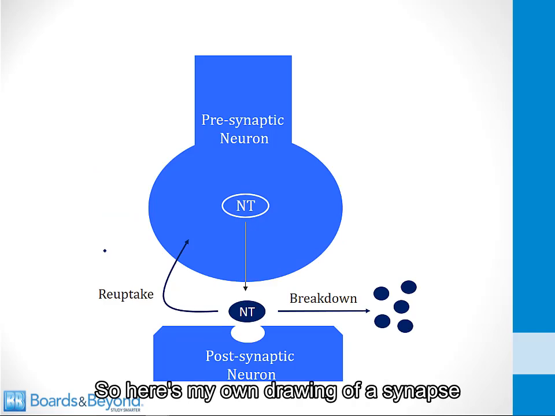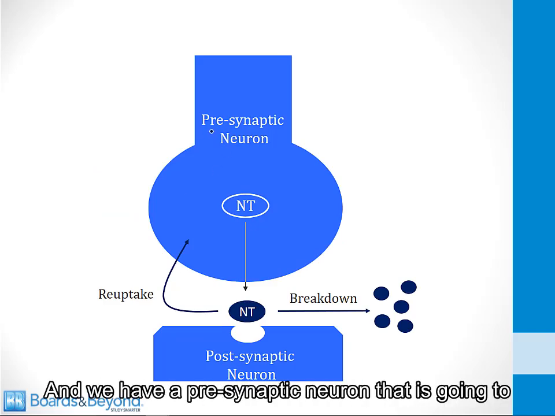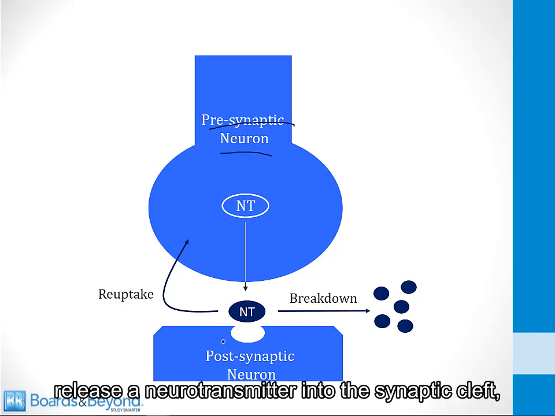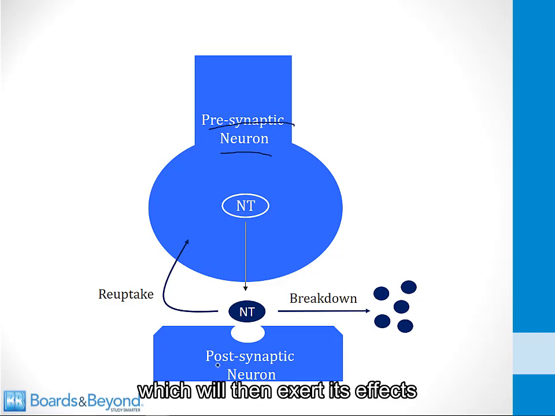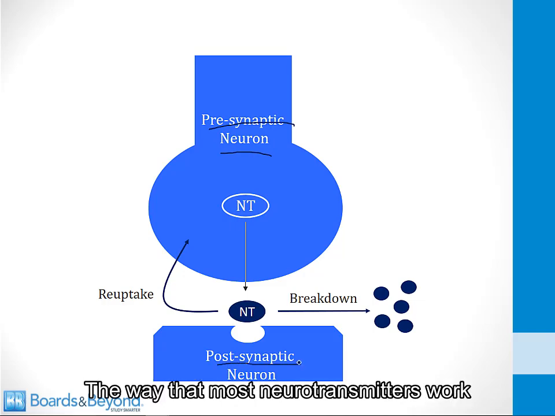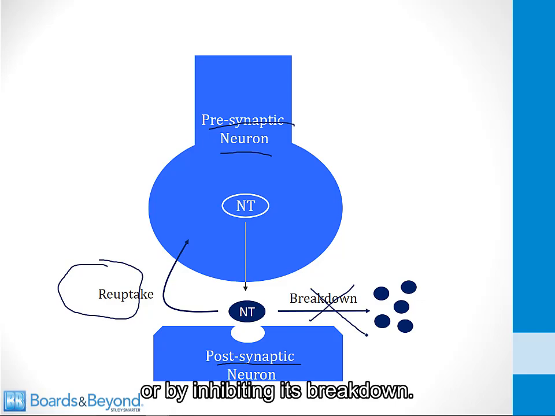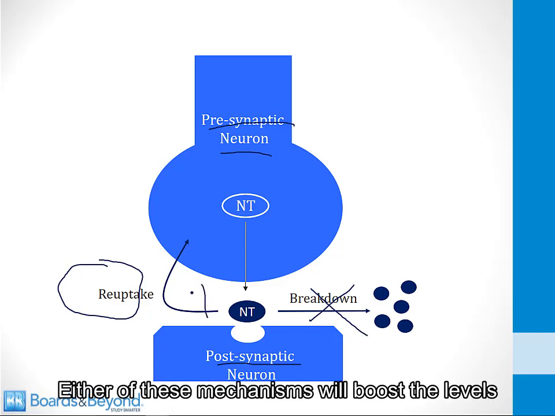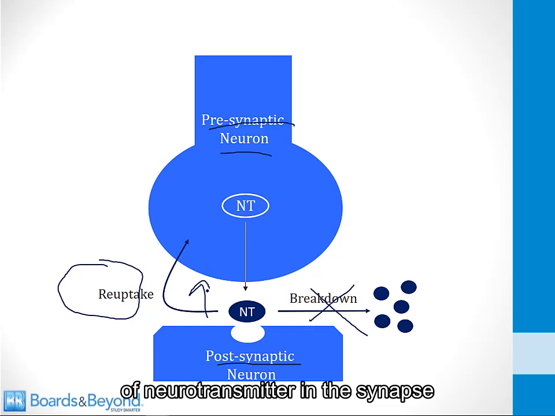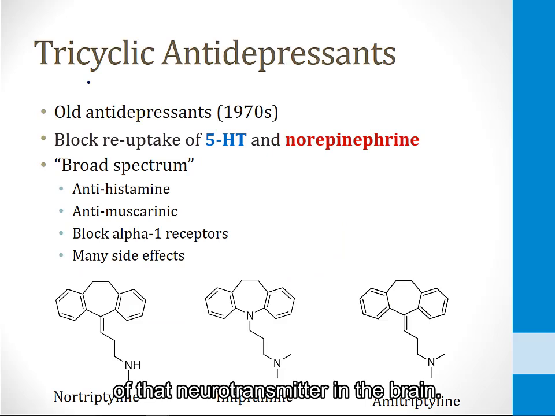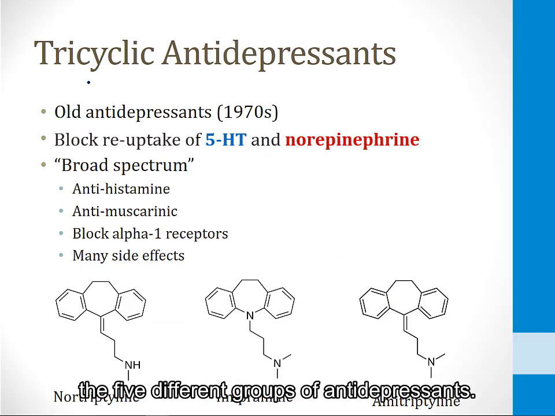So here's my own drawing of a synapse in the central nervous system, and we have a presynaptic neuron that is going to release a neurotransmitter into the synaptic cleft, which will then exert its effects on the postsynaptic neuron. The way that most antidepressants work is either by blocking the reuptake of the neurotransmitter or by inhibiting its breakdown. Either of these mechanisms will boost the levels of neurotransmitter in the synapse and increase the activity level of that neurotransmitter in the brain. Now let's go through the 5 different groups of antidepressants.